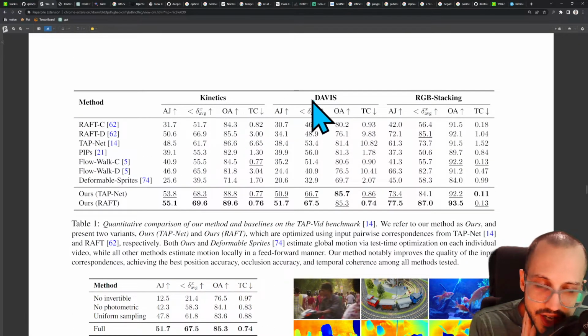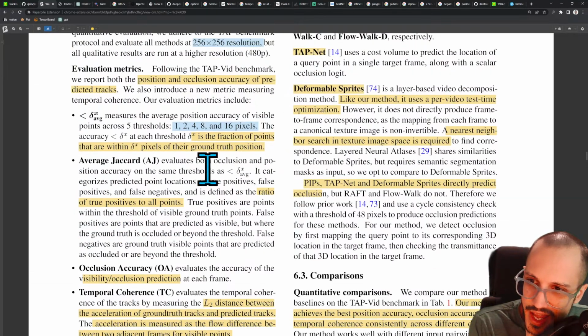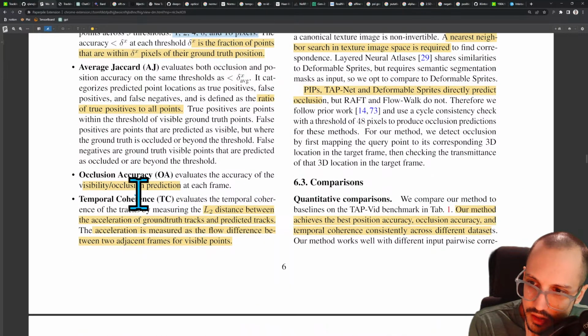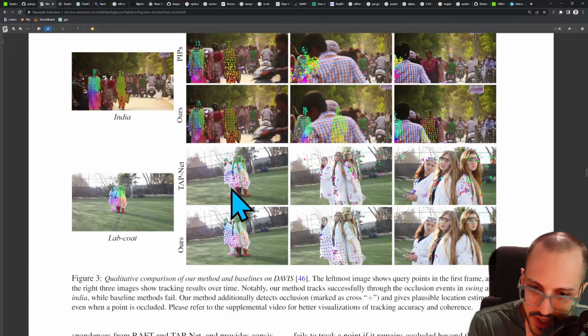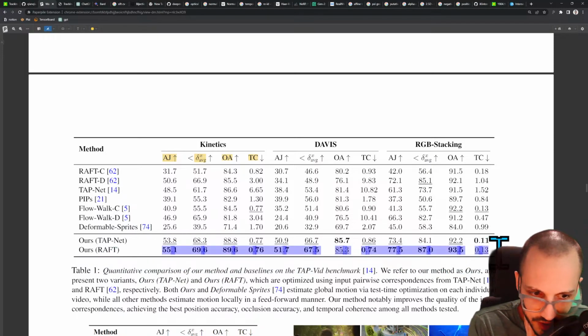Okay, so here we have the actual numbers. So this is average Jaccard. Is that what this was? AJ is average Jaccard, then OA is occlusion accuracy, and TC is temporal consistency. So this is the threshold. So this is kind of tracking. This is occlusion. And this is temporal consistency. And it does seem like their method does pretty much the best on everything.